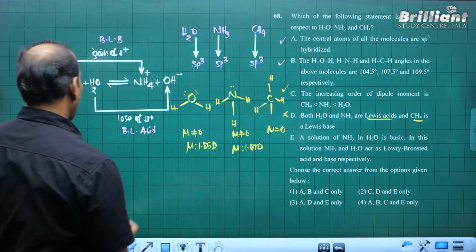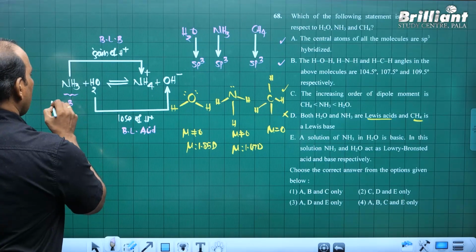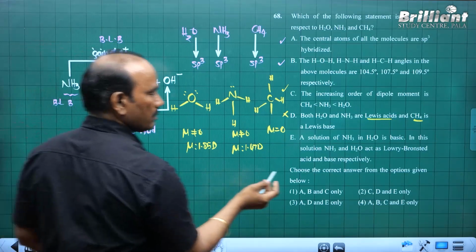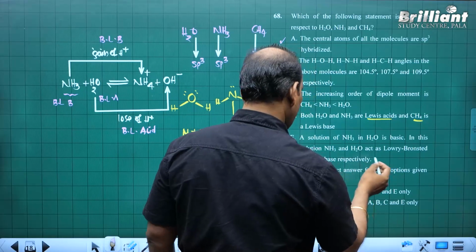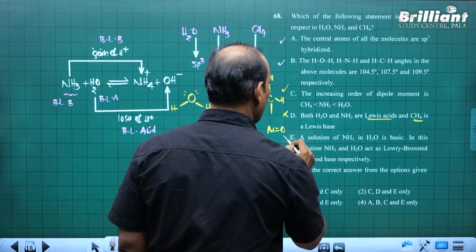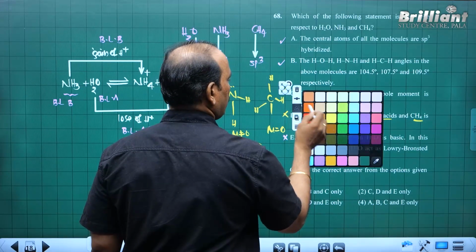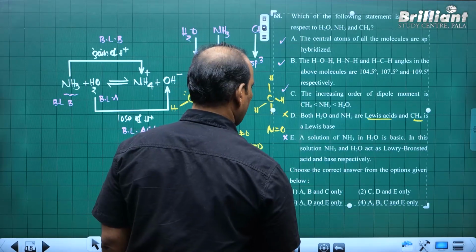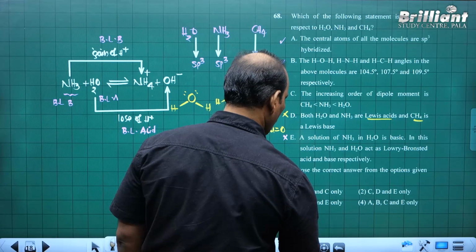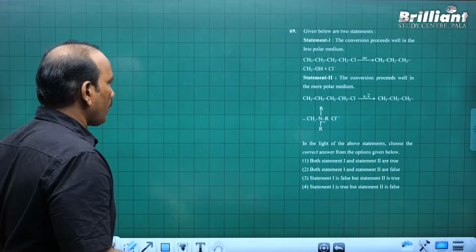So this is a base, a Bronsted-Lowry base. This is the Bronsted-Lowry acid. What is given? Ammonia is an acid, which is wrong. So what is the correct option? Only so the option is 1. Clear? A, B, C. Okay.